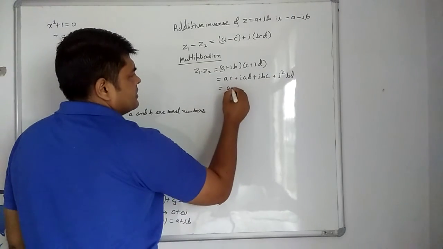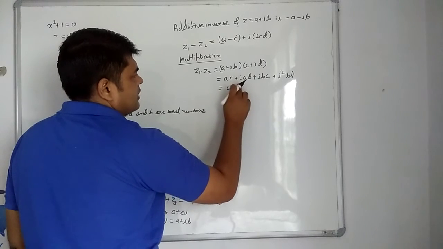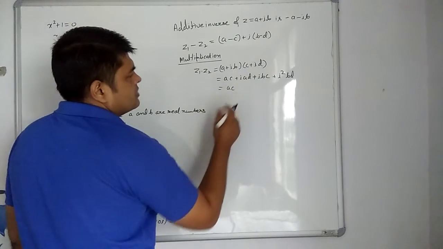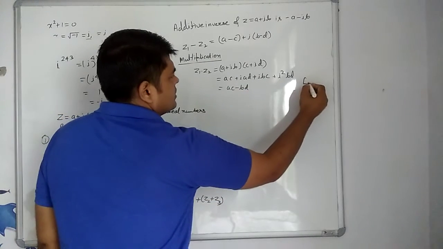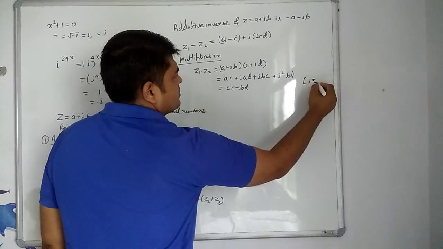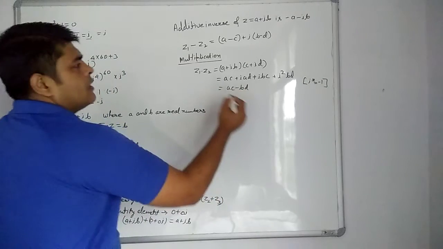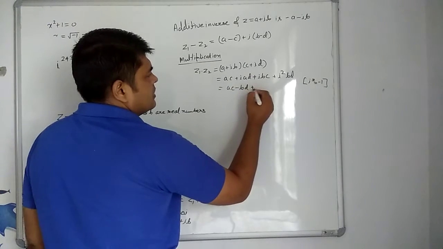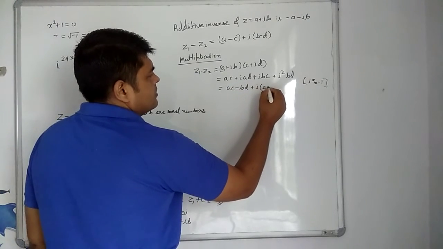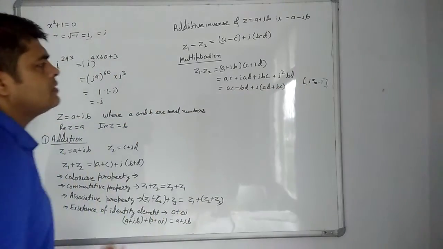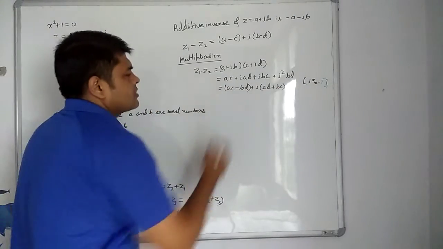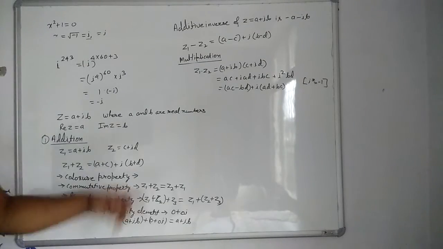So it is AC plus AC, iota square is minus 1, so it is AC minus BD. We have used here iota square as minus 1. Now in these two terms we can take iota as common, AD plus BC. So this is the result of the product of two complex numbers.